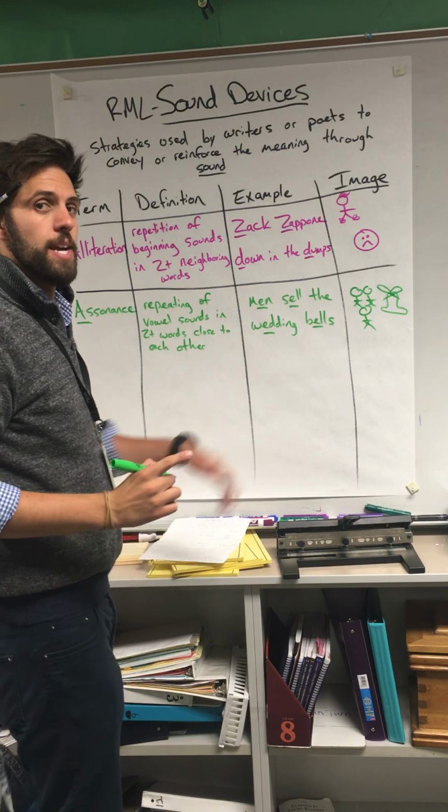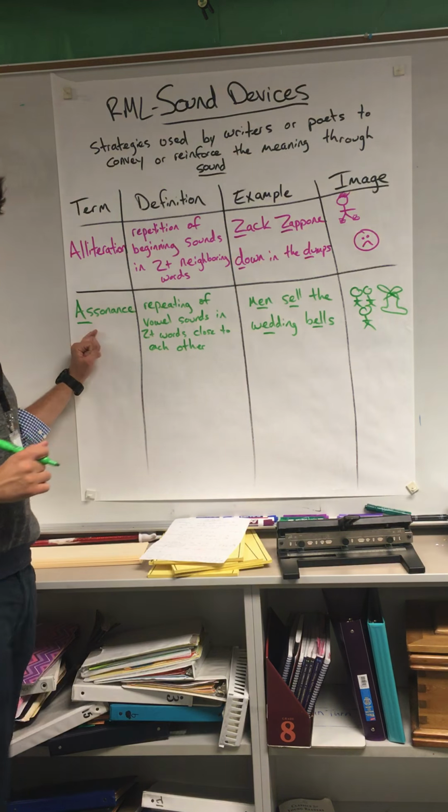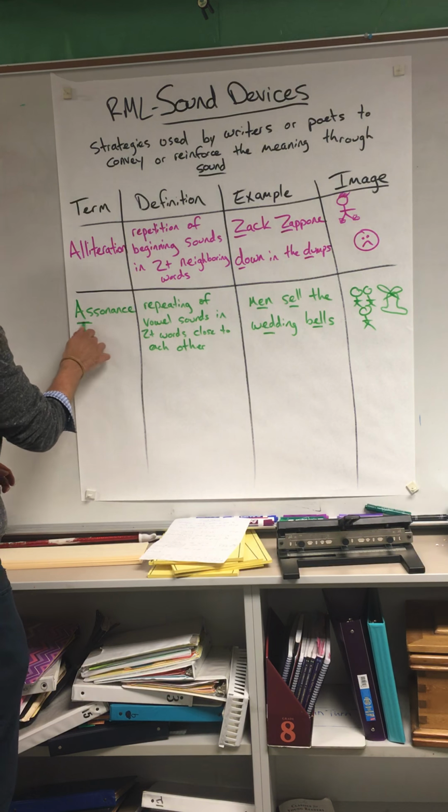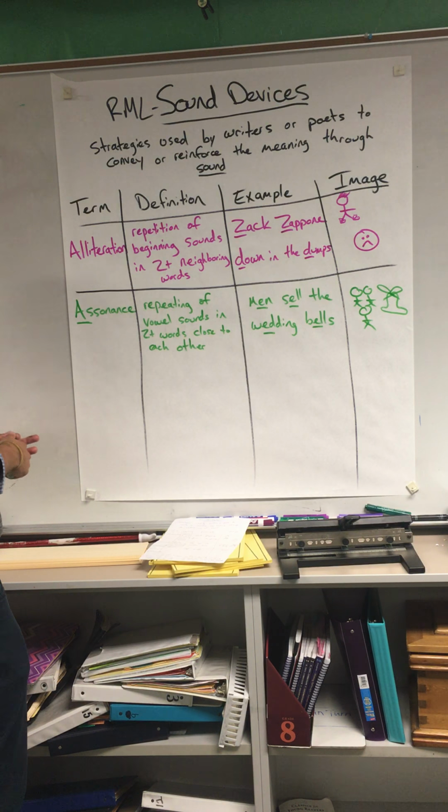Yes, you do need to make sure that you're doing the image. So assonance is the repetition of the vowel sound. I always remember because it starts with a vowel. Assonance.